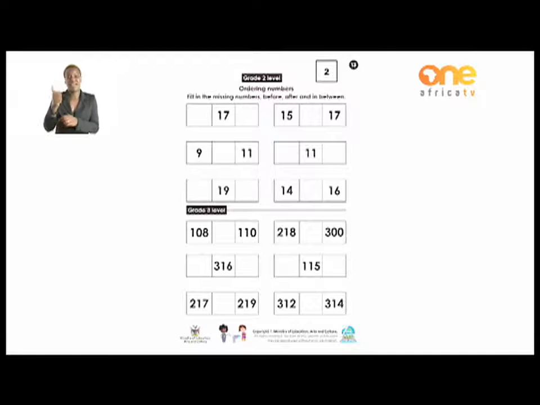So I would like for you to do 1, 2, 3, 4 on your own. And then we move on downwards to grade 3 level. Ooh, now we have bigger numbers here. We are in the hundreds. All right.